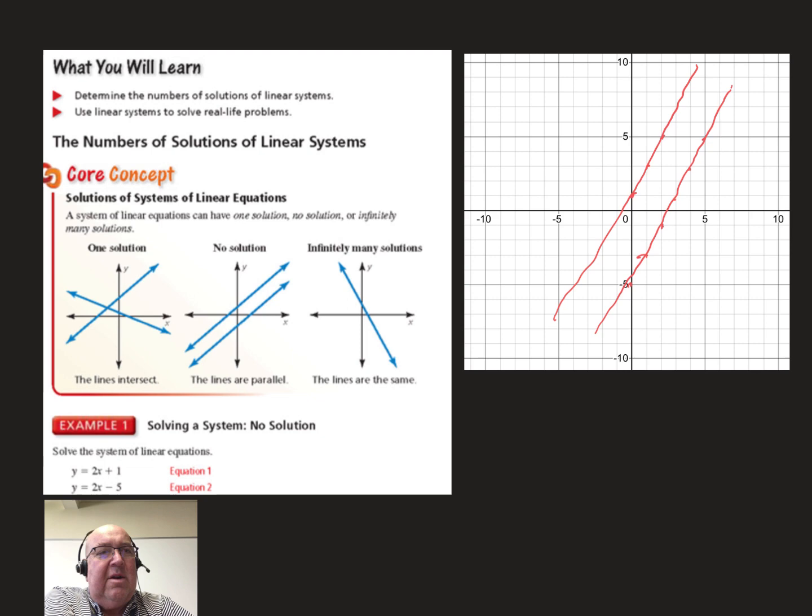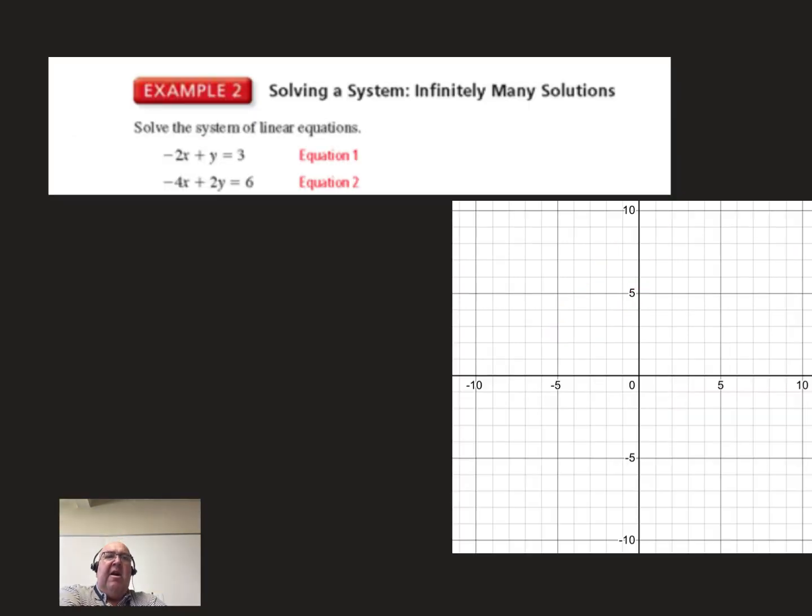You might have also noticed that the equations themselves had the same slope. That's another definition that would be a problem. Here we have an equation that is going to have many solutions. I'm going to show you two ways to do this.